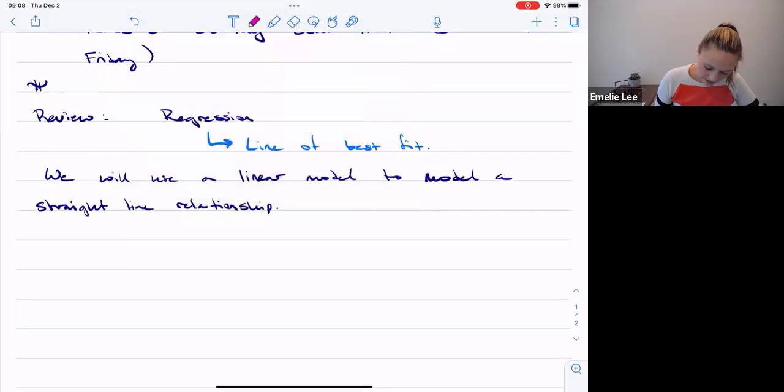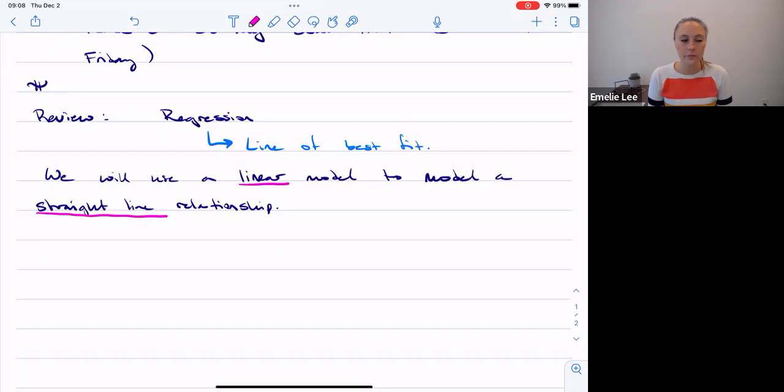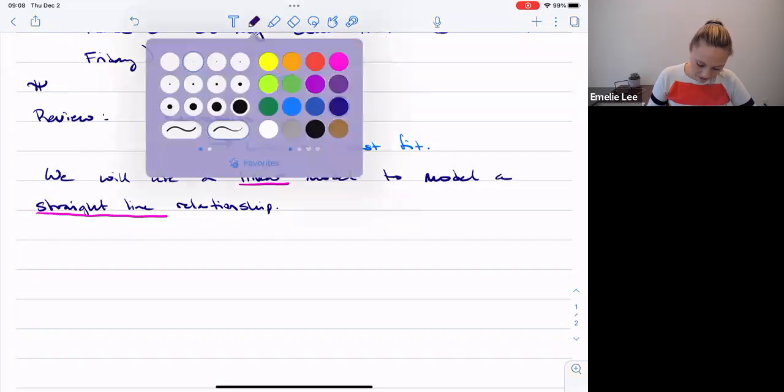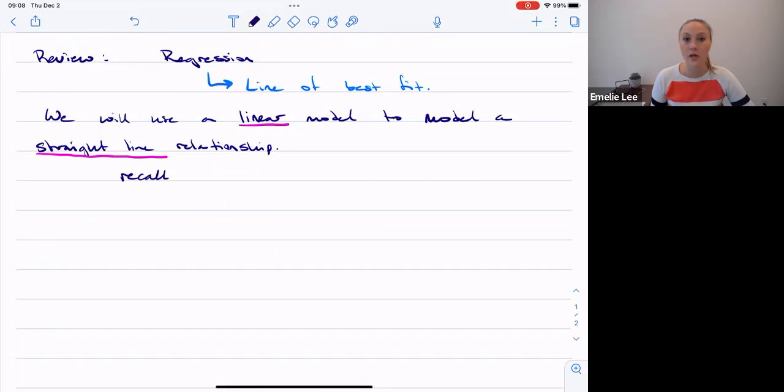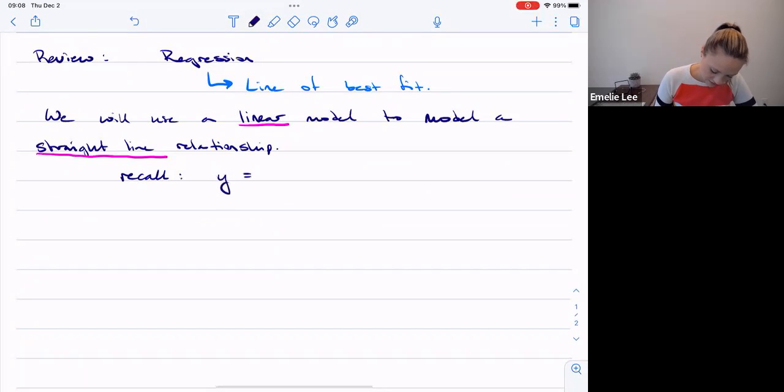Okay, and I'm going to underline this because it's kind of redundant. When I say linear, I mean it's a straight line. Okay, so recall from high school, or whenever you saw y equals mx plus b, hopefully it wasn't too long ago, y equals mx plus b is a typical equation that we use for a straight line.